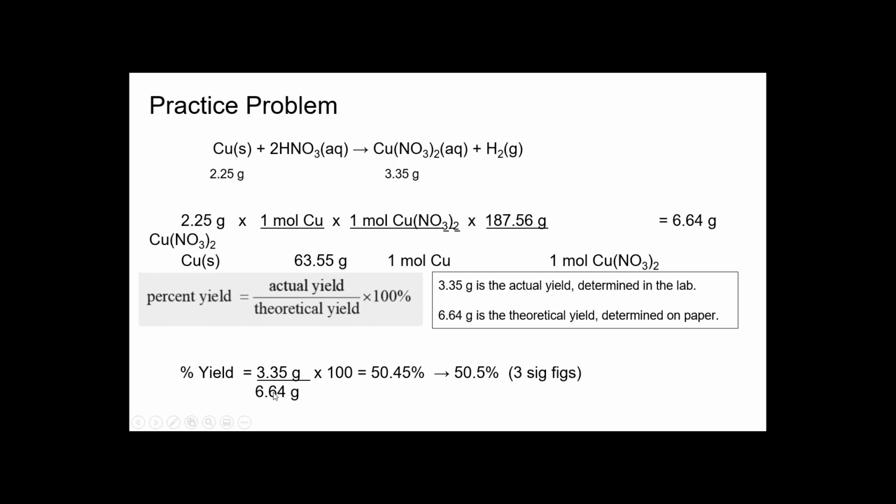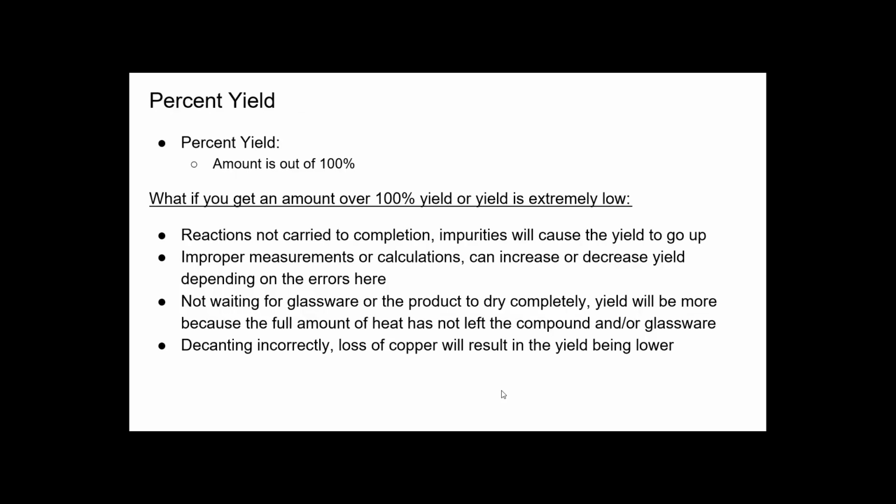But this is 3 sig figs. This is 3 sig figs. And we remember the multiplication and division rules. We have 50.5, which is the answer that was given to us. So if you are having problems with this, definitely look these slides over with the practice problem. Percent yield is always out of 100.